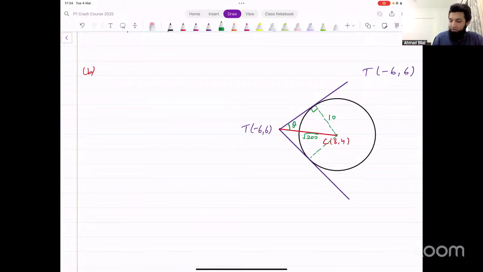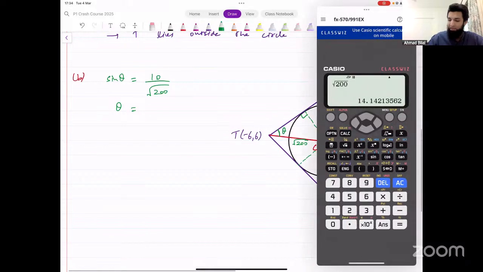You can use perpendicular and hypotenuse. You can use sine for this. Sine of theta equals opposite over the hypotenuse. And that would give you the value of theta. You can see what that is.